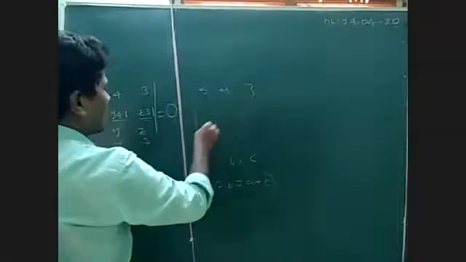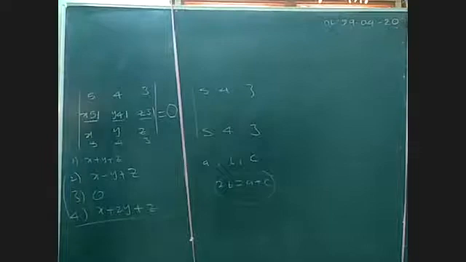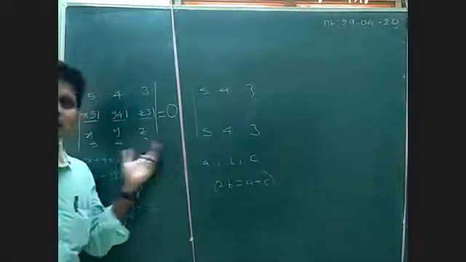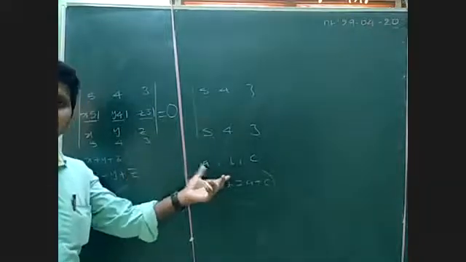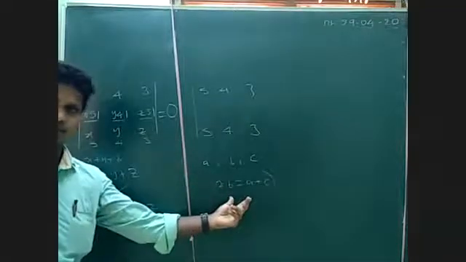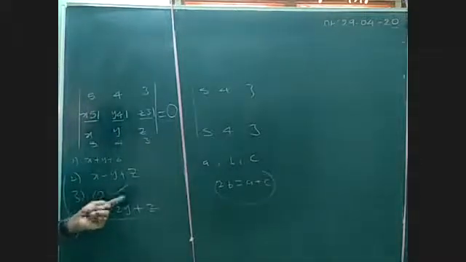5, 4, 3 and the last row also 5, 4, 3. R1 and R3 are the same, so the determinant becomes 0. Is it clear? So the determinant value is 0. Is there any 0 option? Yes, this is the 0 option. Here they are asking that x, y, z are in AP. You can take any values between 1 to 9, but the condition should be satisfied. For our convenience, it is better to take 5, 4, 3, then the answer becomes very easy.